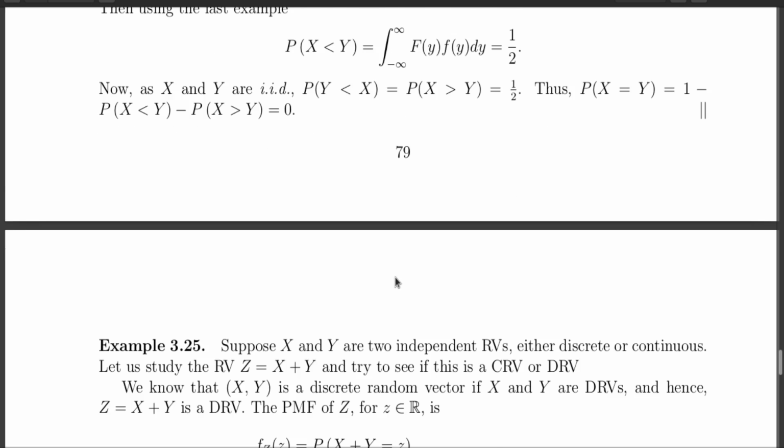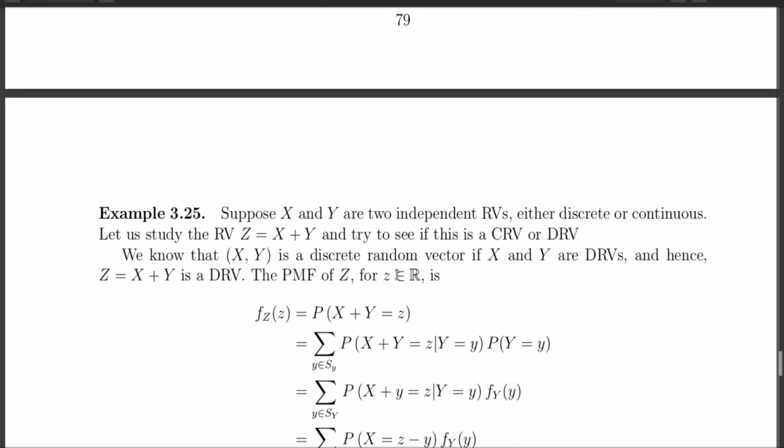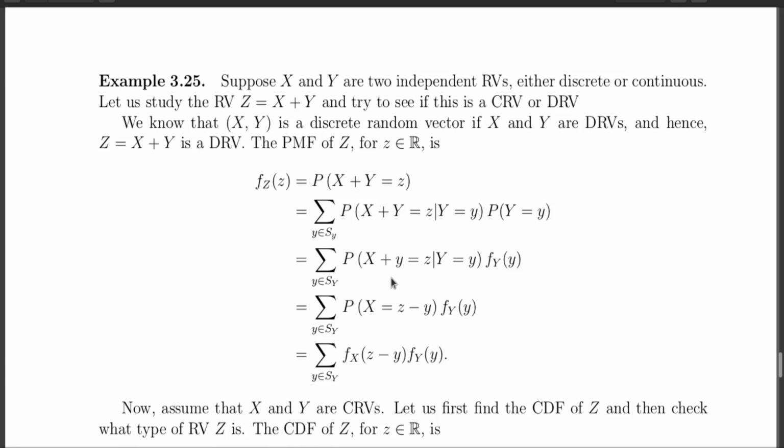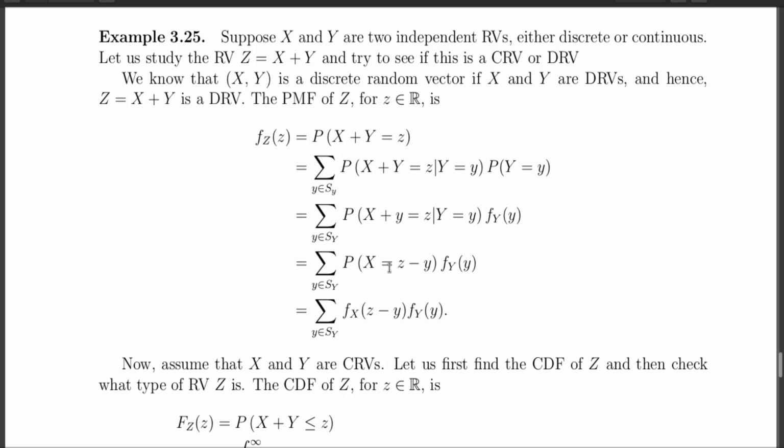Okay, now let us consider another example. It is a little lengthy example but a very interesting one. Suppose I have two random variables x and y. We have assumed that x and y are both independent. We want to study the random variable z, which is x plus y. Basically, we want to study, if x and y are both discrete, whether z will be discrete or continuous, and if x and y are both continuous, whether z will be discrete or continuous.